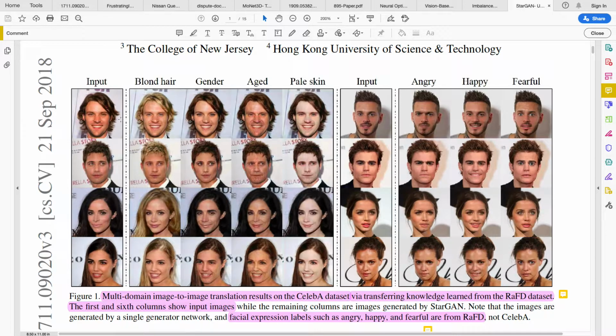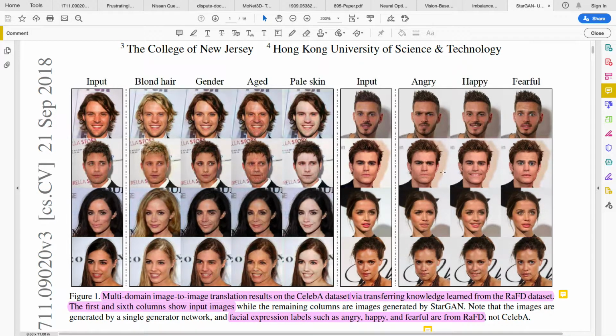They now want the network to be able to transfer the knowledge that has been learned from one data set into the other data set. So for instance, you look in this place here, it says you have the input images. So you have this person and you want to produce the same person with blonde hair, the same person with gender changed, the same person when aged, the same person with pale skin. And here you input an image of someone and you want to produce the same person when he's angry, the same person when he's happy, and the same person when he's fearful.